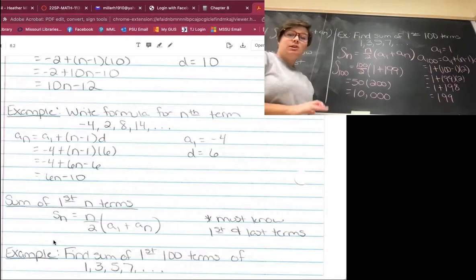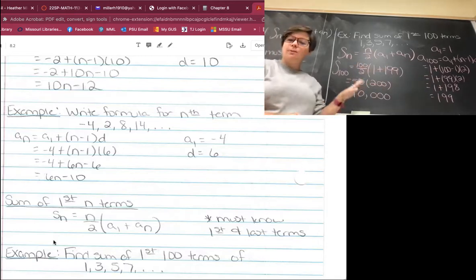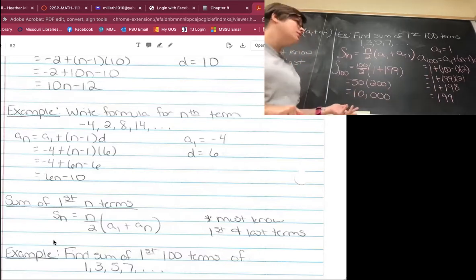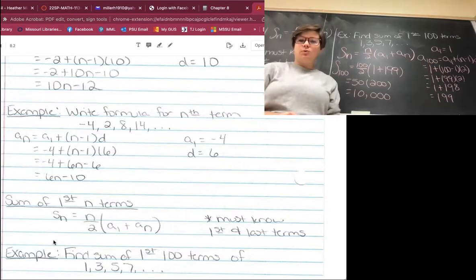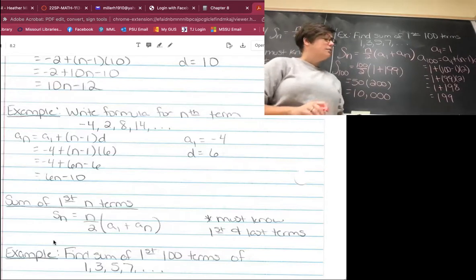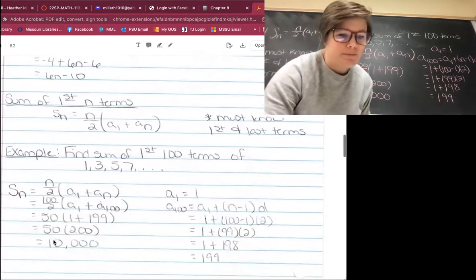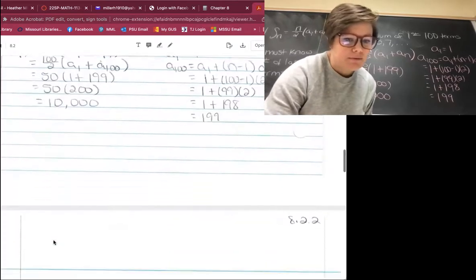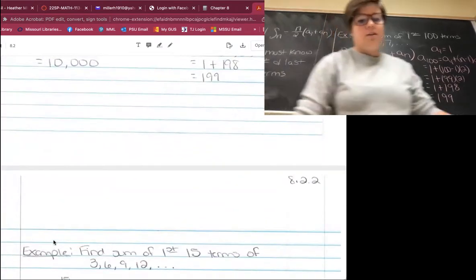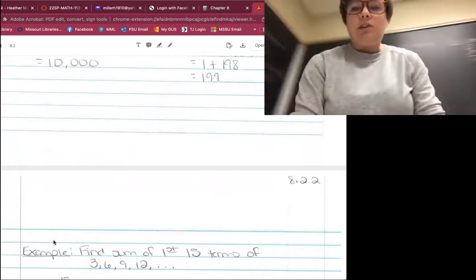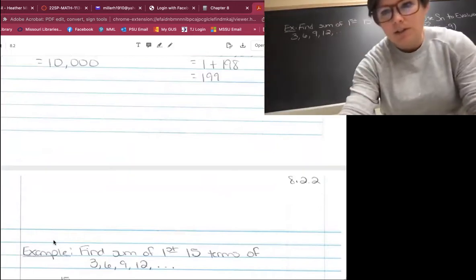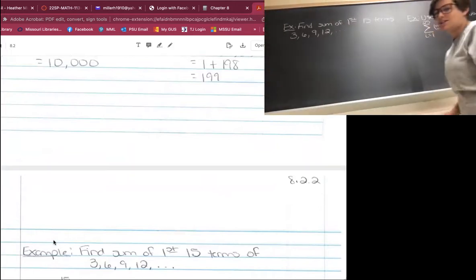And I don't know about you, but I think this process is so much nicer than the process we had earlier where we were using the summation and having to list out every single one of those. We're going to do another one. We're going to find the sum of the first 15 terms of 3, 6, 9, 12. So these are our multiples of 3.